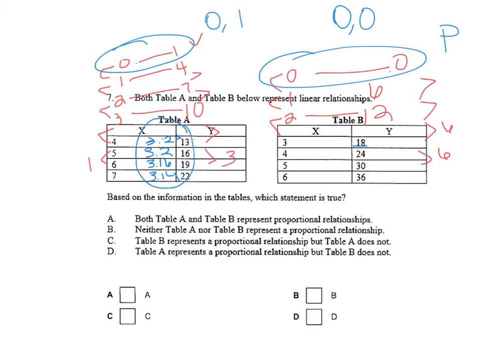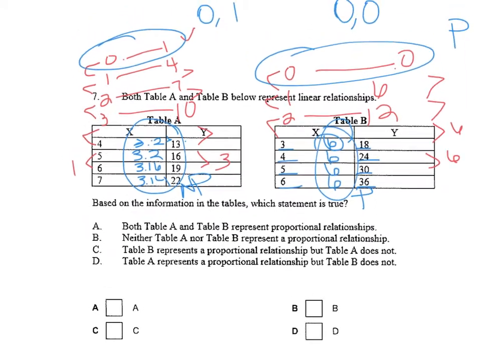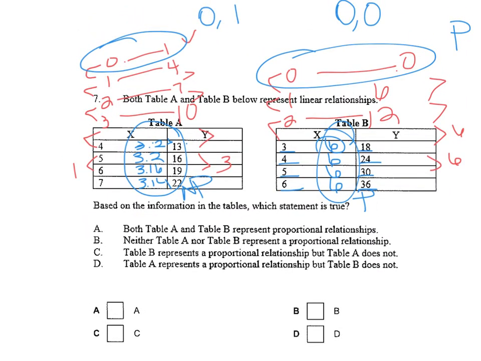If I divide 18 by 3, so my y by x, I get 6. 24 divided by 4 is 6. 30 divided by 5 is 6. 36 divided by 6 is 6. They're all the same number, okay? That's a quick way to see that this side is proportional and this is not proportional. We haven't talked about that in class, but that's one way to do it. So I need to find that answer in the answer choices.